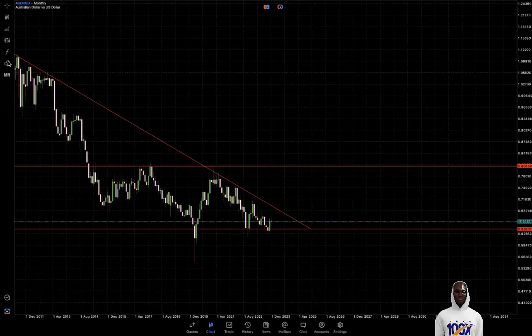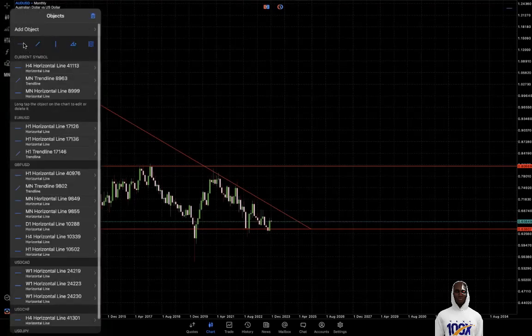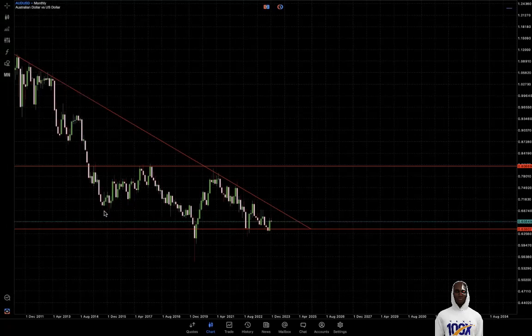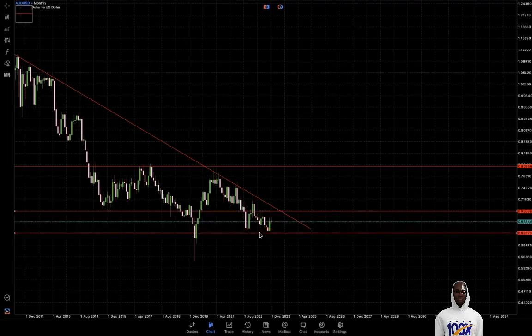Now let's map out the next support level. Support levels are also buy zones. So we map out the next support level. As you can see here, this level is a support level. Then we have another support zone here too.